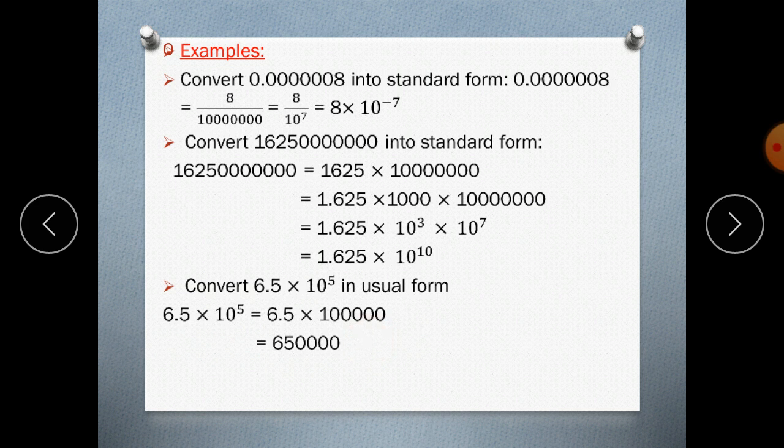Now you need to keep certain things in mind. Whenever you are shifting the decimal from any place to the right hand side, we have the exponent as negative, and when you are shifting the decimal to the left hand side, we have the exponent as positive. That's all you need to keep in mind about this chapter.